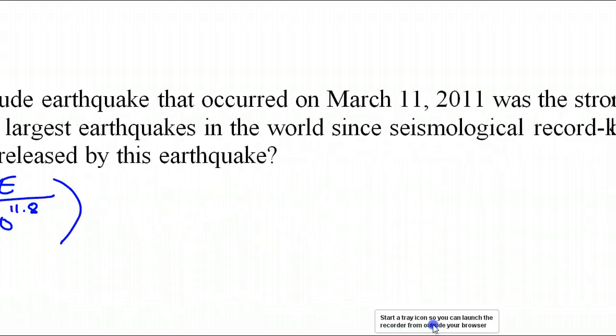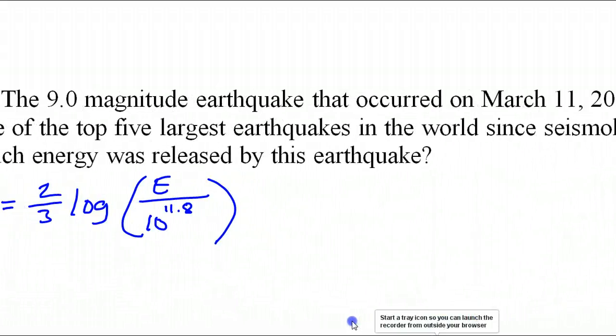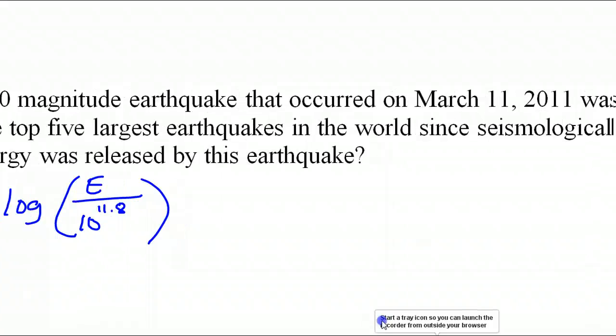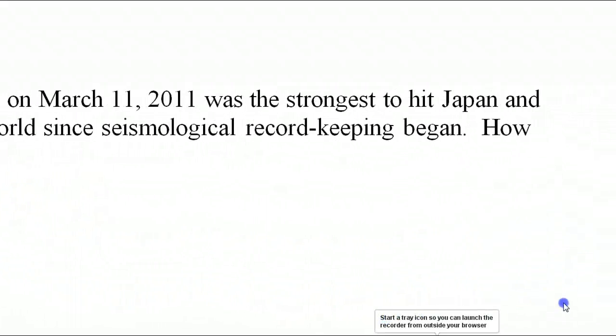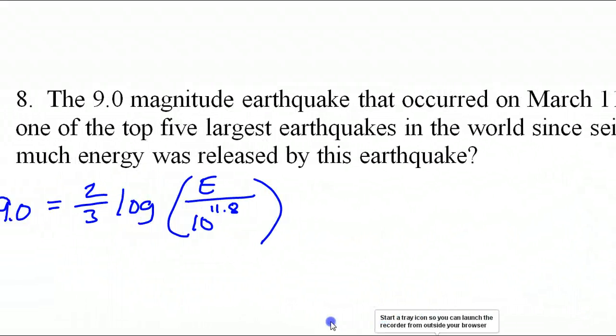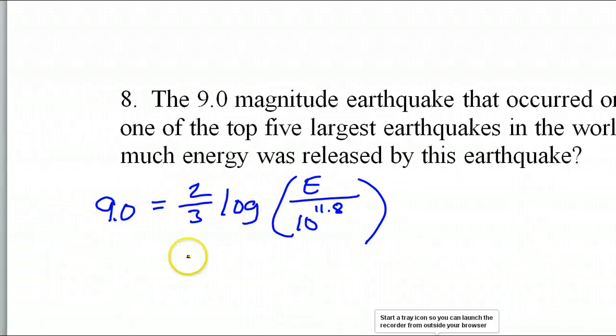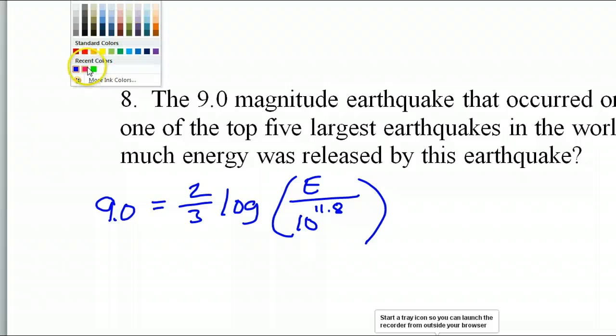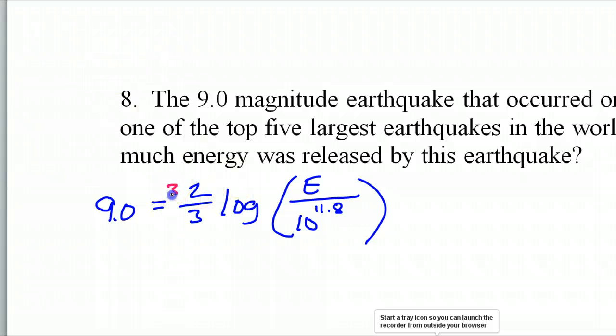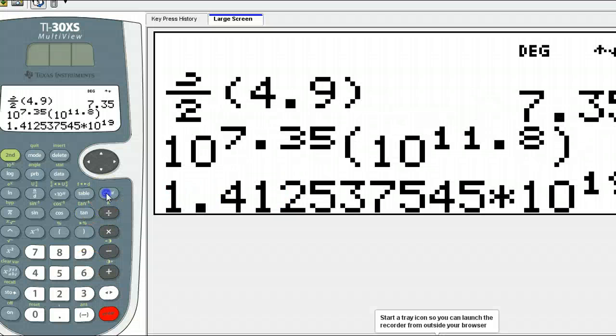It was the strongest to hit Japan, one of the top 5 largest earthquakes in the world since they began keeping records. How much energy was released by this one? So it's really the same problem as number 7 over again. So I'm going to go through it very fast. So multiply by the reciprocal. So that goes away. 3 over 2 times 9.